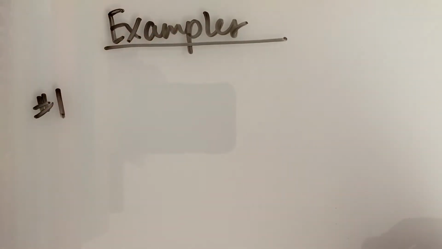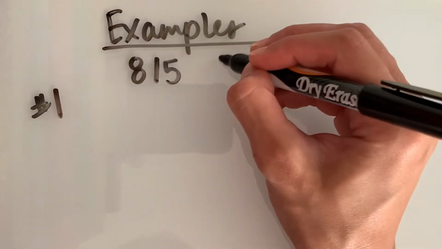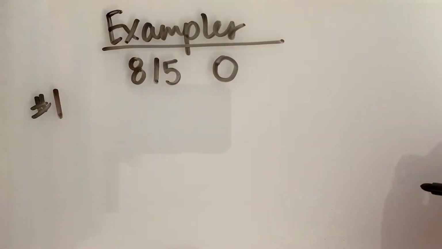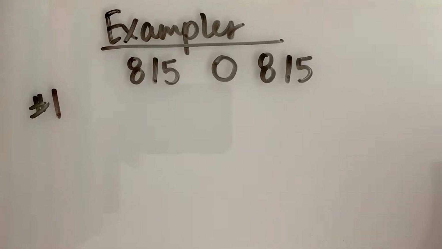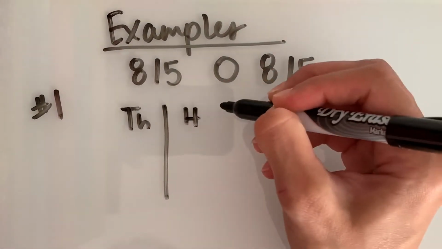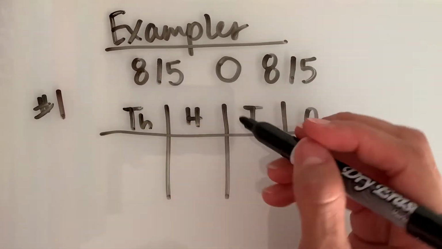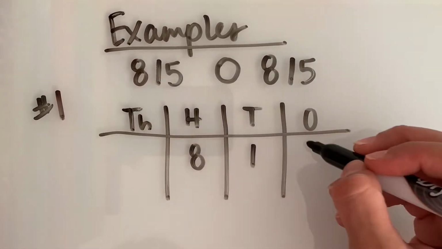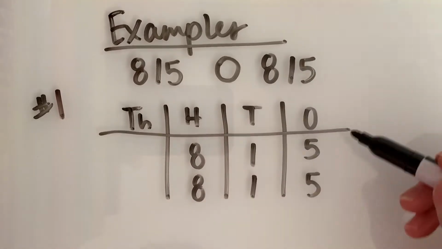Number one, we have two numbers. We have 815 and we have 815 as well. That circle in the middle is where our symbol is going to go. I'm going to start with a place value chart. I'm going to write in both my numbers, 815 and 815.